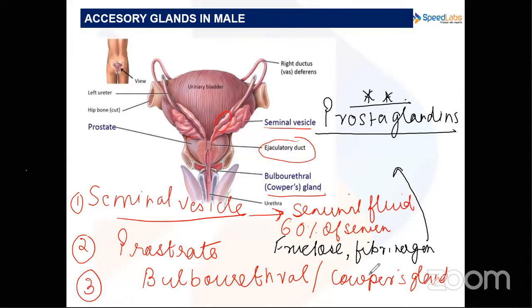So in the next class, we're going to continue from here, where I'm going to tell you about the accessory glands, and then we will study the penis and the different parts of the penis. We will do a comparative account of the male and female secondary sexual organs and the homology between them. That is a very important question for NEET. And then we will start the process of fertilization. Okay, so stay tuned and join us same time tomorrow. Any of your doubts, you can just post.